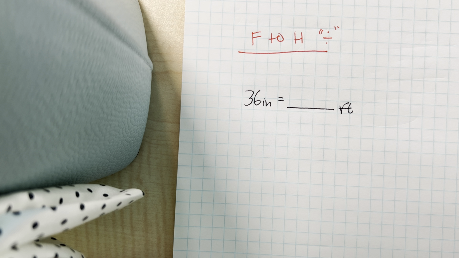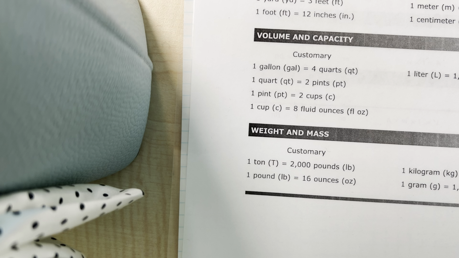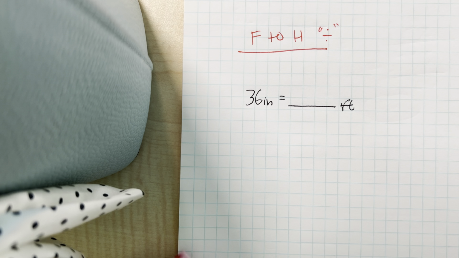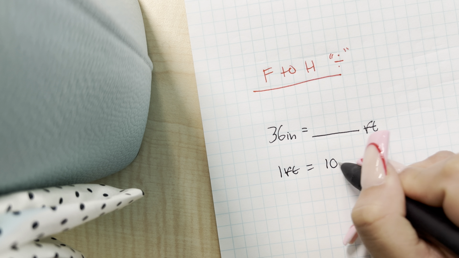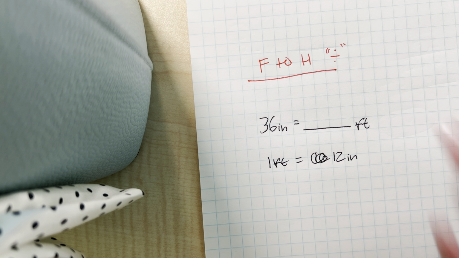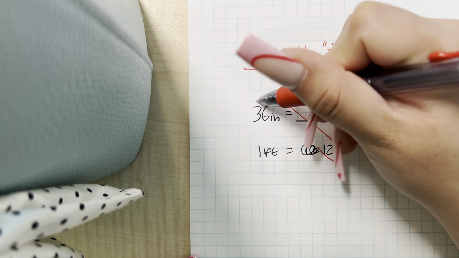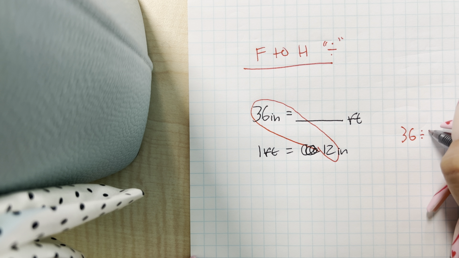So I'm going to come to my reference sheet, and we're going from inches to feet. So I'm going to look at what it says about inches and feet. And it says 1 foot equals 12 inches. So we know that we need to divide, so I'm going to take my 2 numbers and I'm going to do 36 divided by 12.